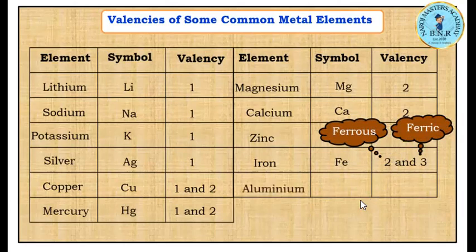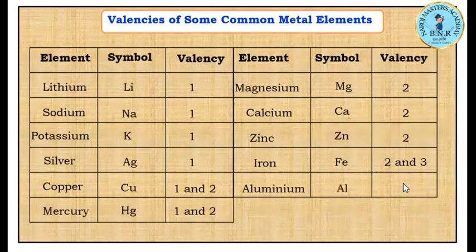Next aluminium. What is the symbol of the aluminium element? Al. Yeah, very good, Al. And next, what is the valency of this? Very good answer, it is always 3. Is it right? Very, very important.